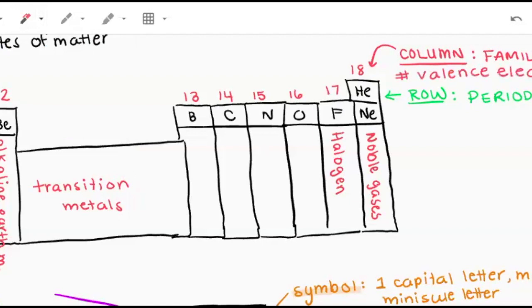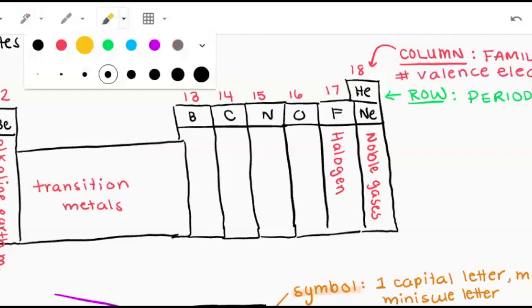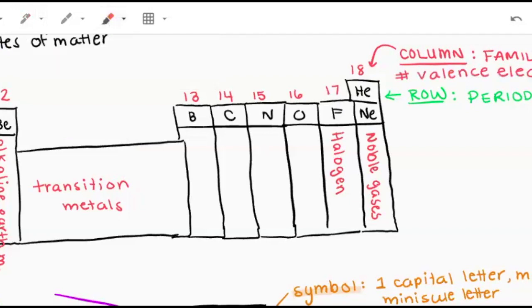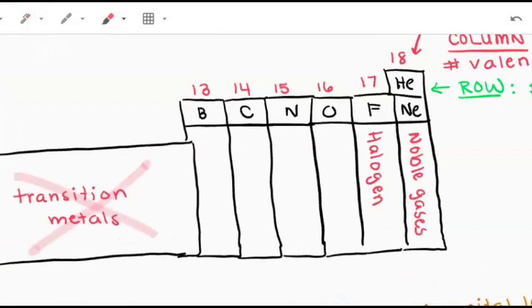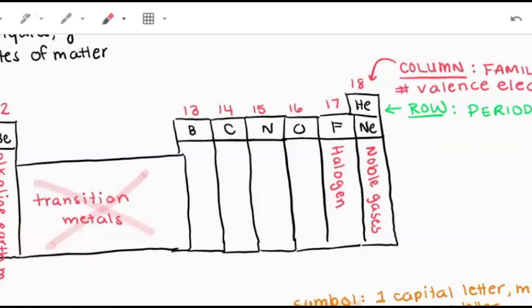We just have to be careful that we're skipping the transition elements. So we don't consider the transition elements in this pattern. What I mean by that is when I'm looking at this, I'm going to say, okay, hydrogen will end up with 1 valence electron, 1 electron in its outer shell. Beryllium will end up with 2.